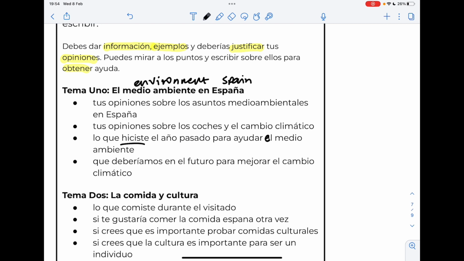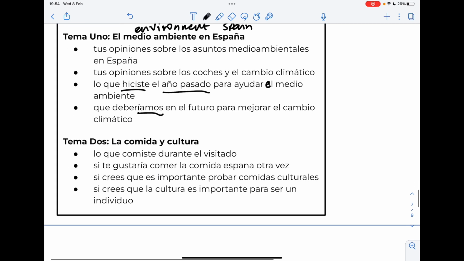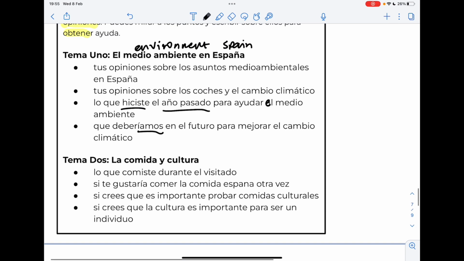And then el año pasado is obviously last year. And then, ¿qué deberíamos hacer en el futuro para mejorar el cambio climático? ¿Qué deberíamos? Anything that ends in amos is a we. So what should we do in the future to improve climate change? Then you've got theme 2, which is la comida y cultura. Food, culture.